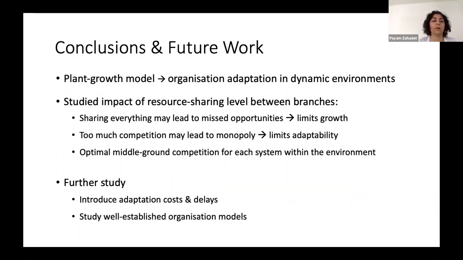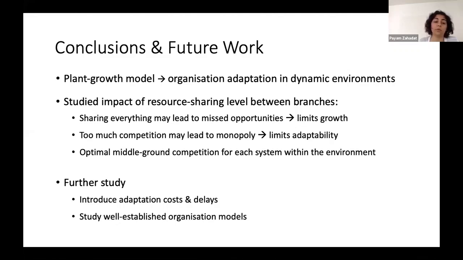And I would just wrap it up. We have a plant growth model and try to transfer it to organization adaptation in dynamic environments. We studied the impact of the resource sharing level between branches. Sharing everything, or too uniformly, may lead to missed opportunities and limited growth. And too much competition may lead to monopoly and limits adaptability. The optimum would be a middle ground of competition for each environment.